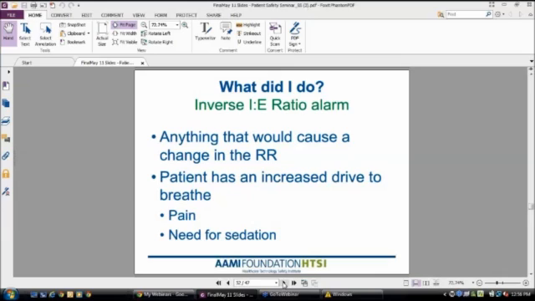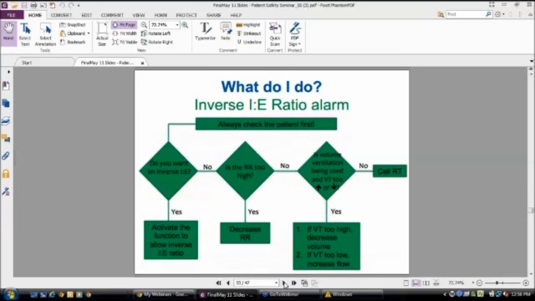So now what would I do? Again, the first thing you want to do is check your patient first. Do you want to have that inverse IE ratio? You just have to activate that function on the alarm system of the ventilator, and then it won't be alarming off anymore. And your respiratory therapist can help you.